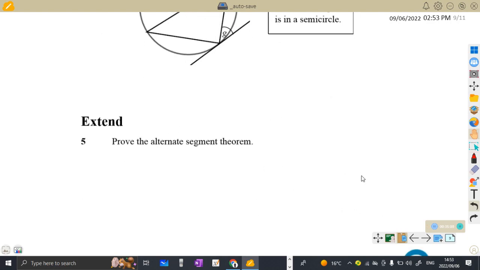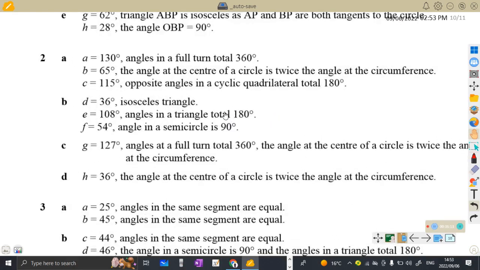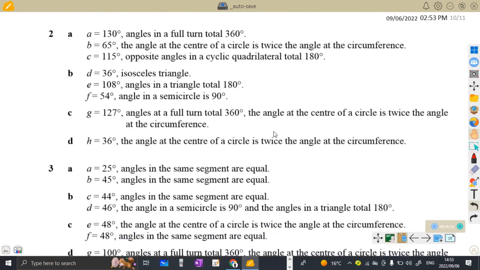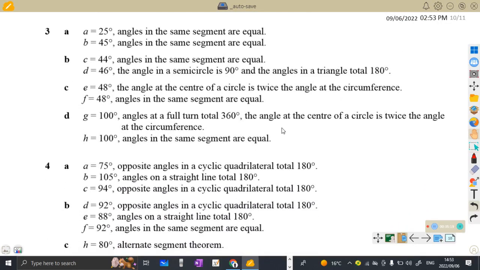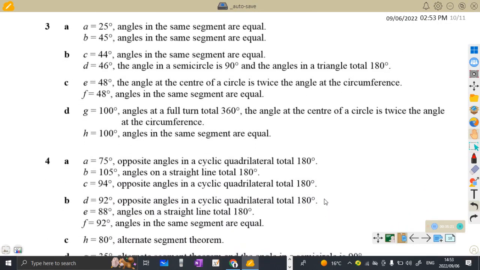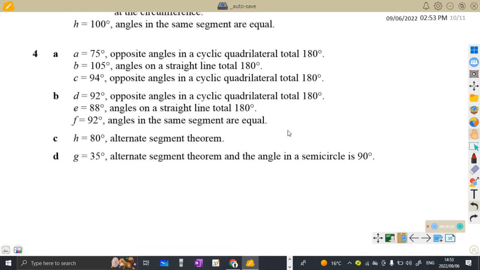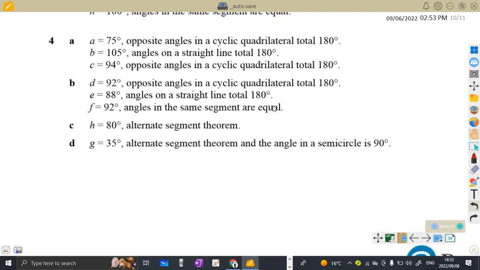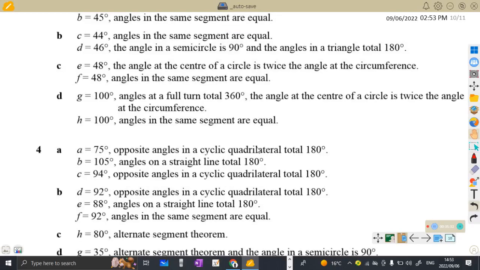This one is just for an extended part. The answers are actually there. If there's any question that is not clear, maybe you've determined the answers but they are not exactly the same as what you got, let me know in the comment section so that we can revise those questions in our next class.